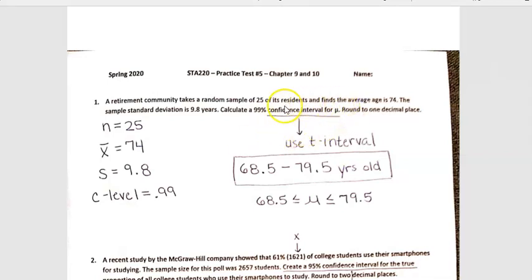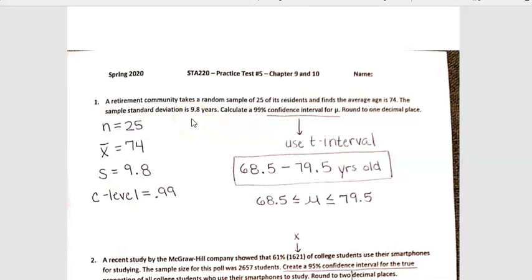Okay, so here it says we want to create an interval, right? So we know we're doing chapter 9 for mu. Mu is means. Also, if we look up here, we see that it says the average age is 74. So that's a sample mean, right? So we're talking about means again. It also says the sample standard deviation is 9.8. So anytime we're given a standard deviation, that means we are talking about averages and means. Okay, if we don't have a standard deviation, then we're talking about proportions.